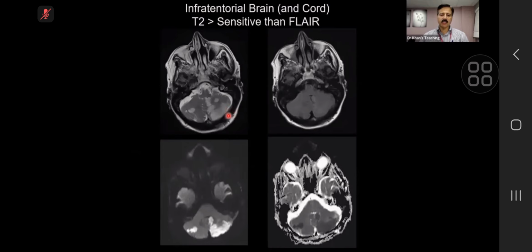Look at this case. This case was infarction of the cerebellum. That is not the point. The learning point here is, look at the T2. On T2, this is high signal. You can see, and on flare, you can barely see anything.